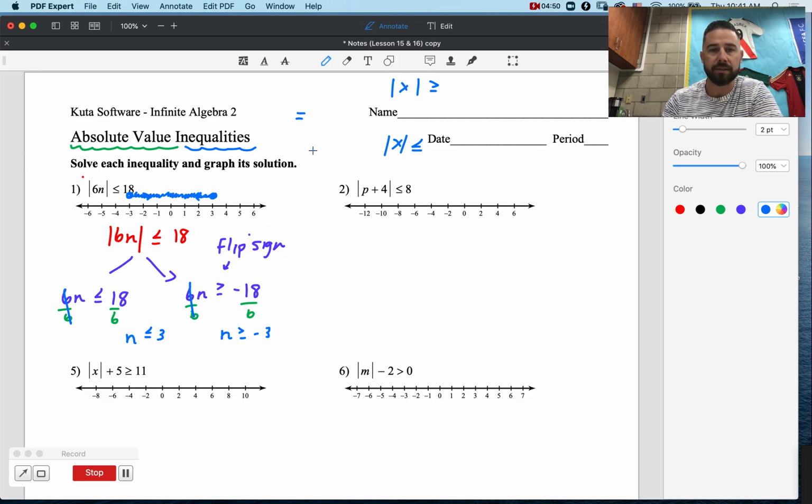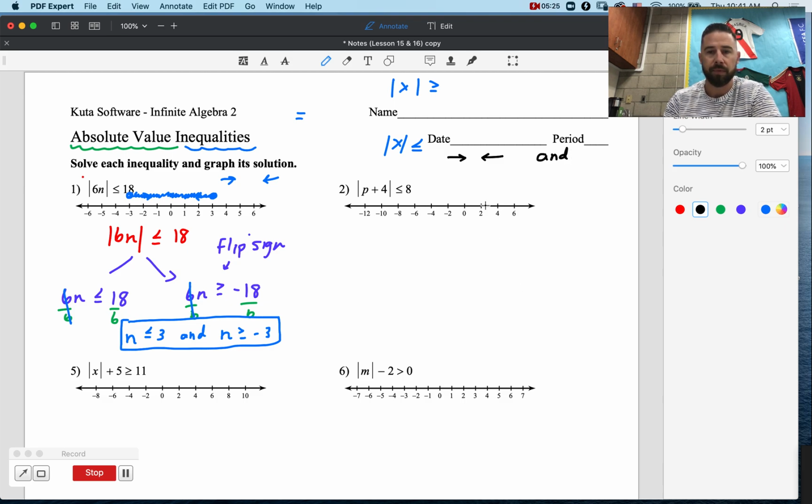The key is if the arrows are going towards each other, that means we have to write the word and here. That means and. Okay, so remember up here I was looking at, do you see how the arrow's pointing towards the absolute value? That means that our arrows are going to be going towards each other, and we have to use the word and.